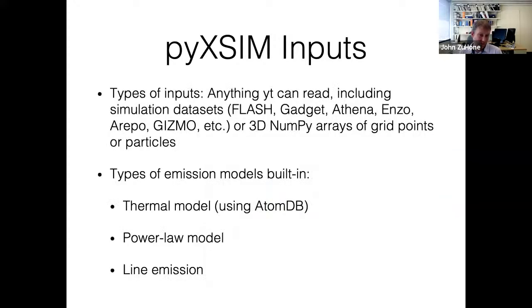So the types of inputs, so basically anything yt can read, which is a lot, simulation data sets from Flash, Gadget, Athena, Enzo, Arepo, Gizmo, if you're familiar with a lot of those types of simulation codes. And then it has 3 different emission models built in. It has a thermal model using AtomDB. It has a power law model, and then it has a line emission model. And keep in mind that these allow you to change the characteristics of the spectrum as a function of the position of the characteristics of the simulated object.